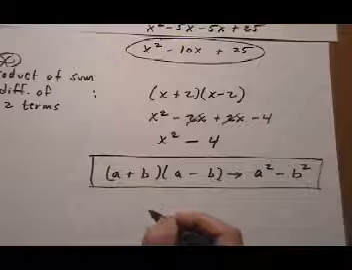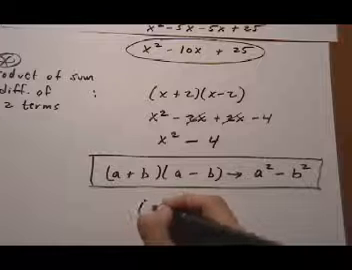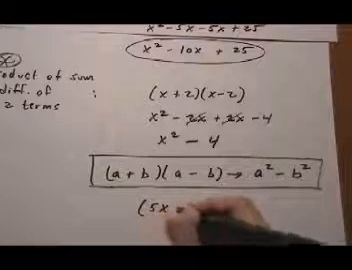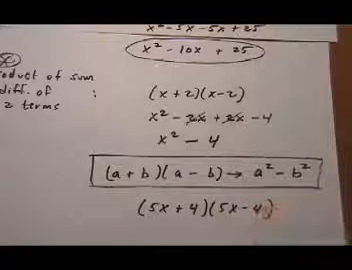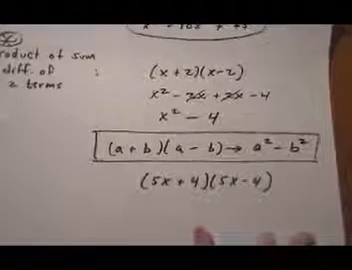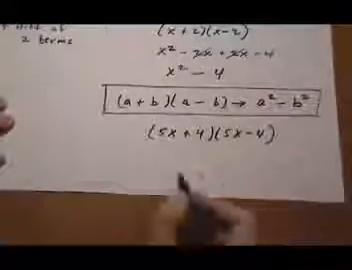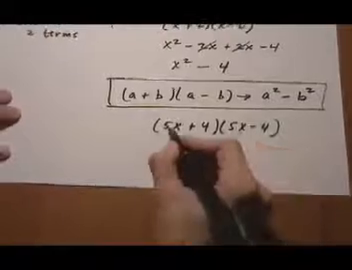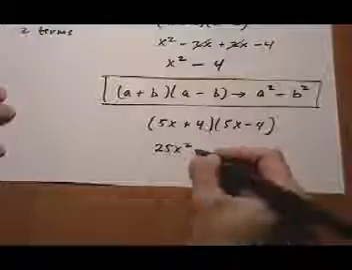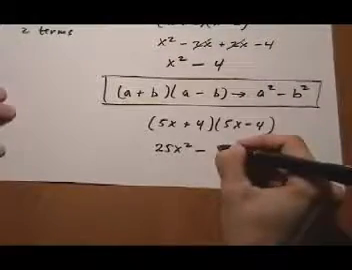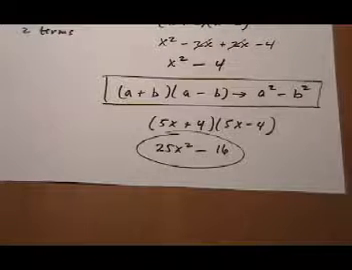The other reason it's nice is that you can take any kind of problem. Like, let's say I've got 5x plus 4 times 5x minus 4. I don't have to FOIL it out if I recognize that I've got a sum and difference of two terms going on. And I know if I have that I just take the first term and square it. 5x squared is 25x squared. And then I subtract from that the second term squared. 4 squared, 16. And I have my answer. So it's a really quick way to get answers.